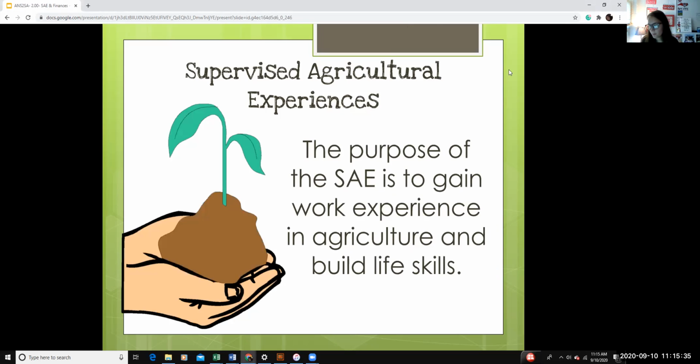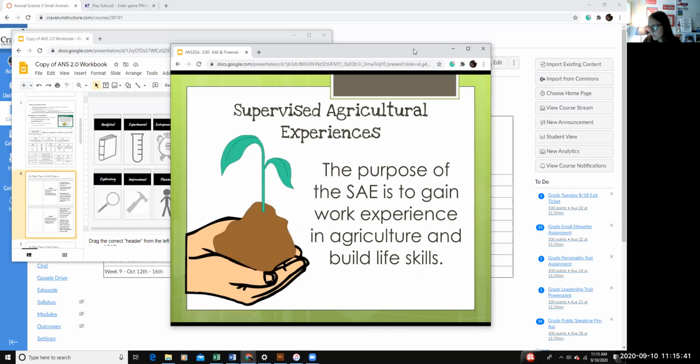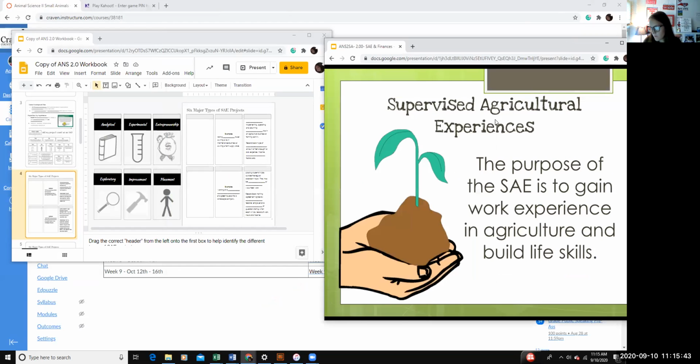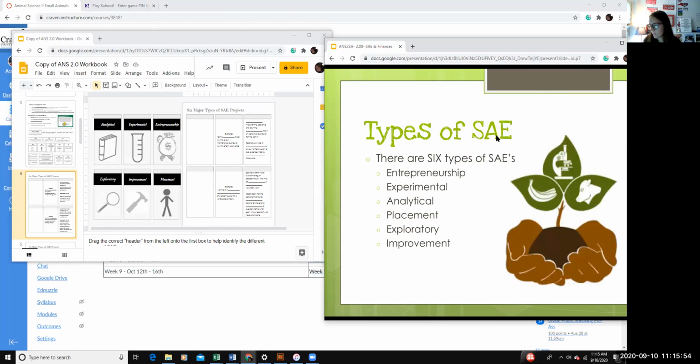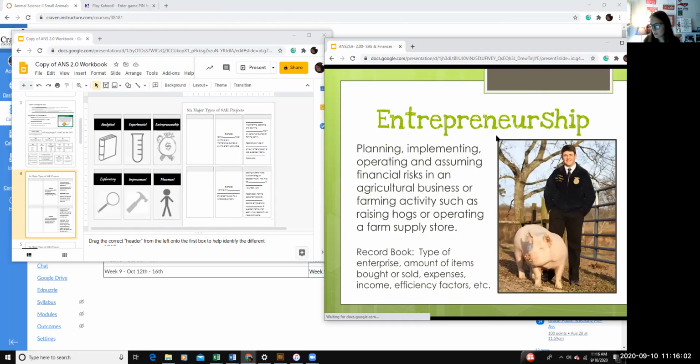All right, so the purpose of SAE is to gain work experience in agriculture and build life skills. So hopefully you know that. So what is an SAE? It's a project completed outside of class time. Usually it has to deal with agriculture. There are 6 types of SAEs: entrepreneurship, experimental, analytical, placement, exploratory, and improvement.